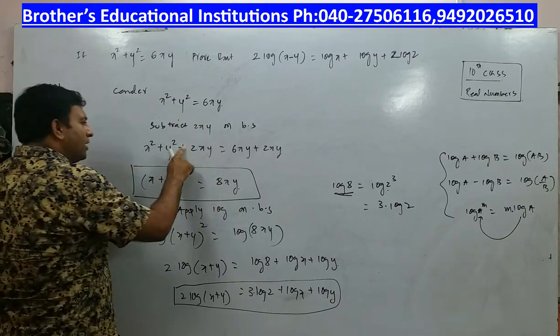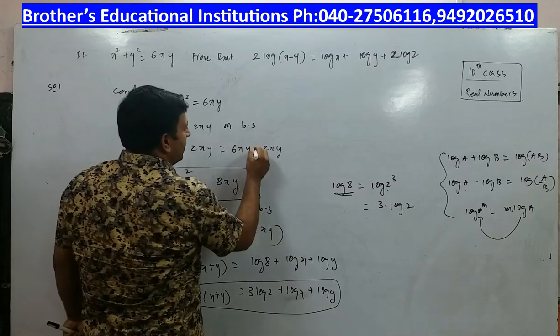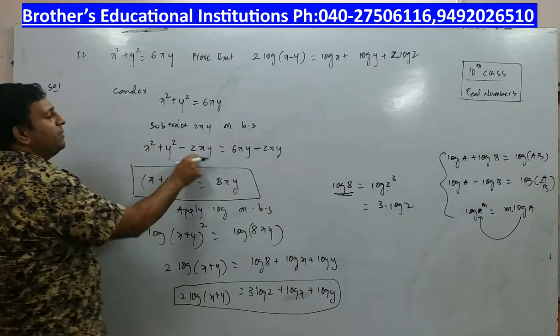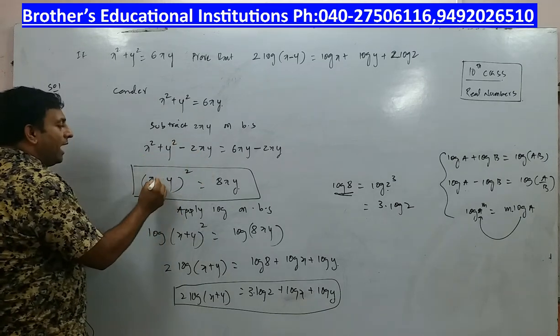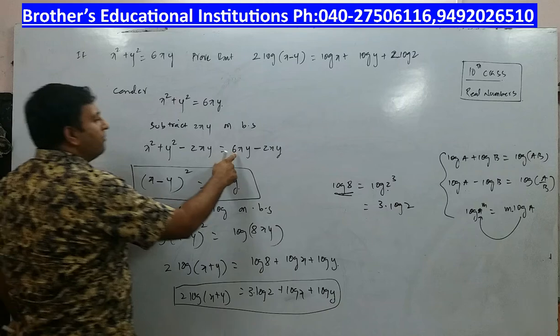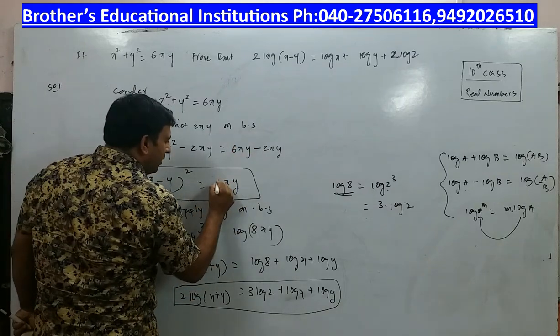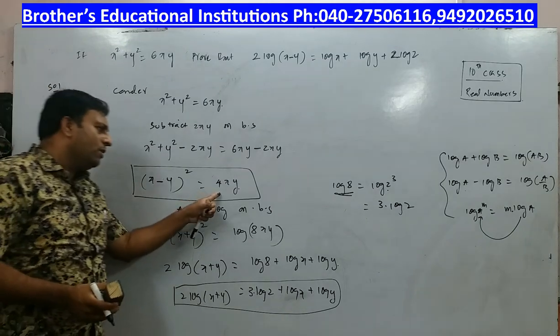So when I subtract 2xy on both sides, you have x square plus y square minus 2xy here, and instead of 6xy plus 2xy, you write 6xy minus 2xy. What is a square plus b square minus 2ab? It is a minus b whole square. And 6xy minus 2xy will be equal to what? 4xy. So now you have x minus y whole square is equal to 4xy.